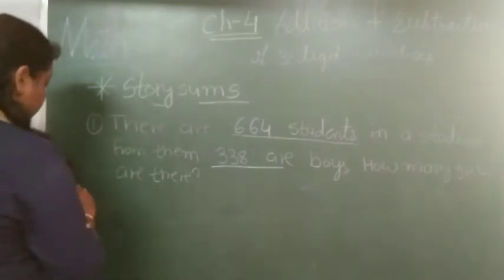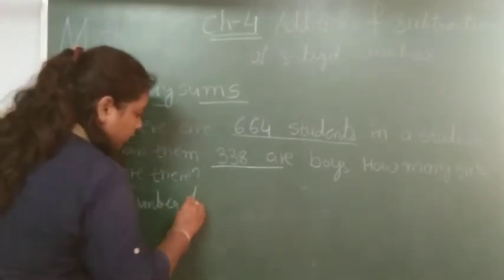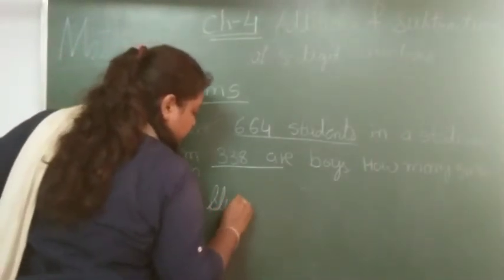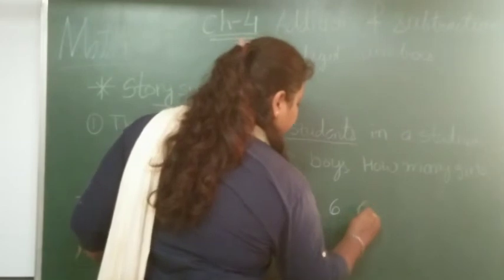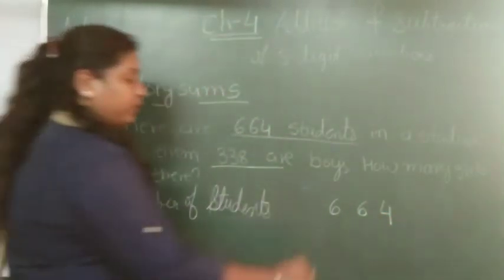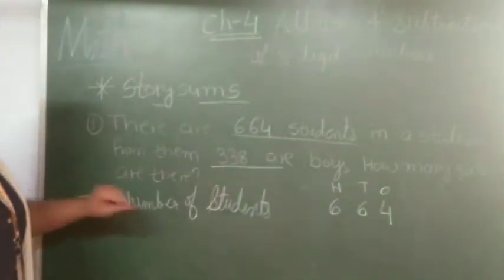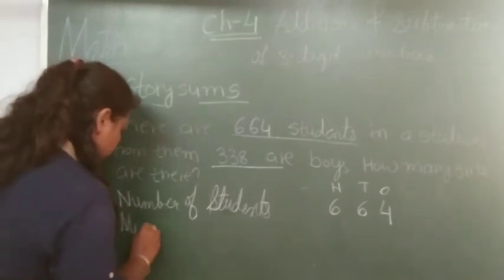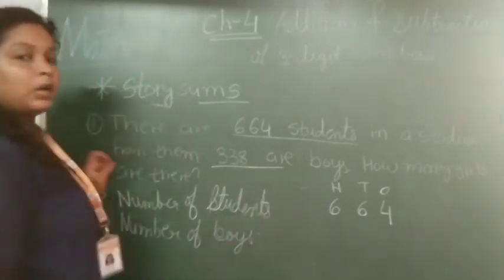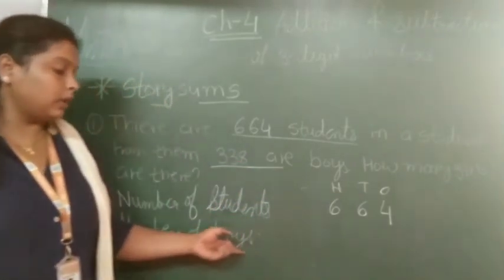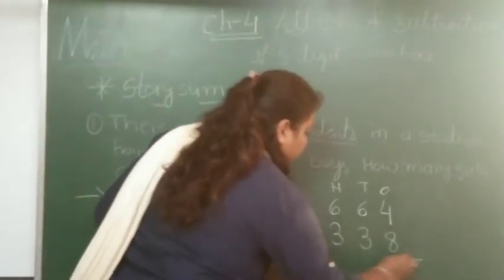Yes, so as you are solving the story sum, first you have to write sentences. Number of students. So number of students are 664, right? And yes, you have to mention hundreds, tens and ones as well. Okay? Now number of boys we will write here. Number of boys. So total number of students is given. From that you have to subtract the number of boys, so you will get the number of girls. So 338 is there. Okay?